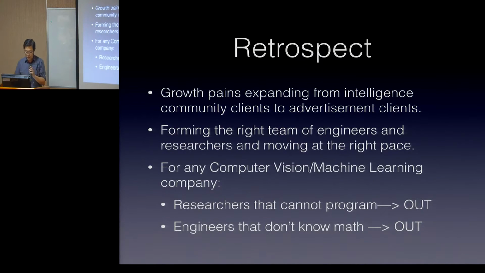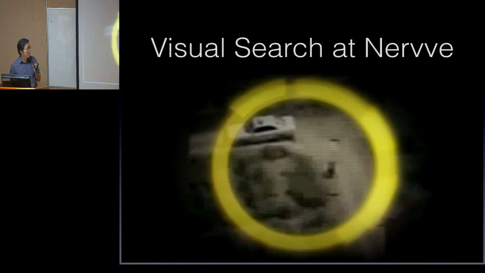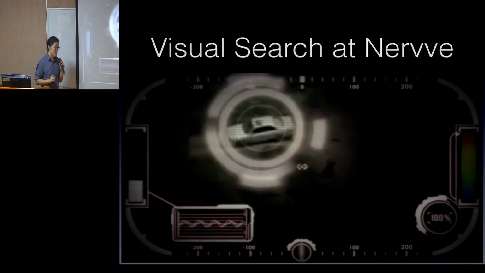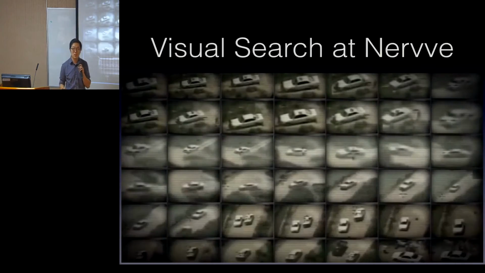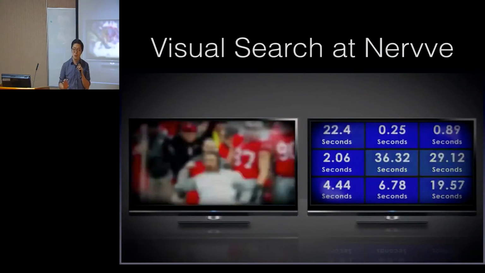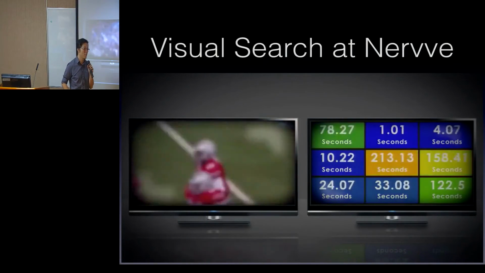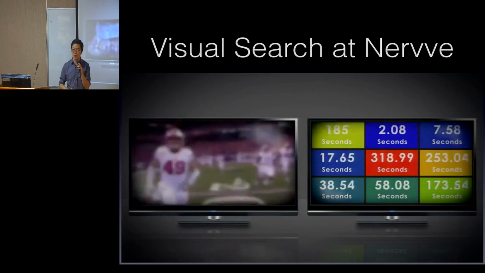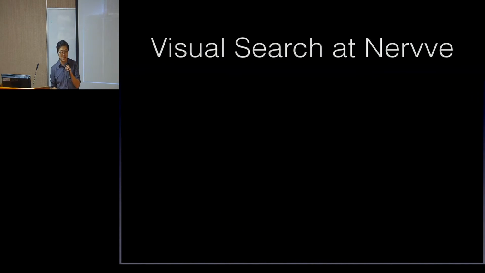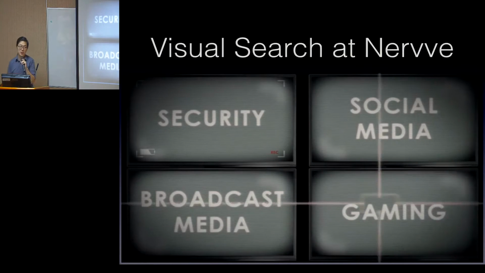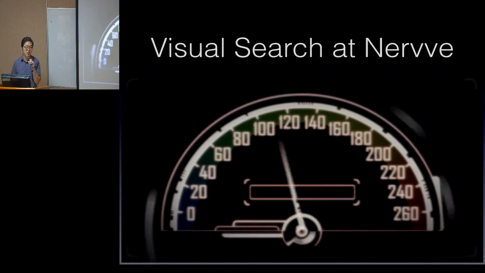And I can't really talk too much about Nerve. Nerve does quite a bit of intelligence and defense applications. And the thing that I took out of Nerve was that they had a huge amount of videos, and they had to do these searches or matches at insanely fast speed, up to 100,000 frames per second, using simpler algorithms, of course.